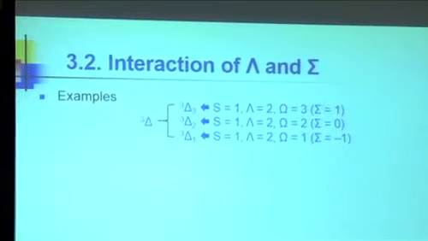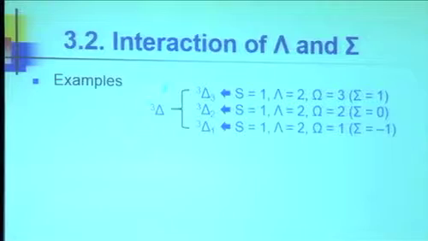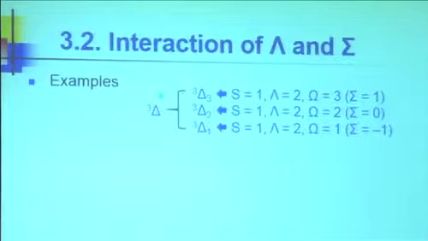Now, let's imagine we have a 3 delta state. Spin is 1, lambda is 2. Possibilities are 3, 2, 1. So the spin stays fixed, but the way that they can combine, there are 3 outcomes. Notice that multiplicity, they call this the multiplicity, and you can see why. There are 3 answers. So these are the 3 electronic substates that you can have for a 3 delta system.